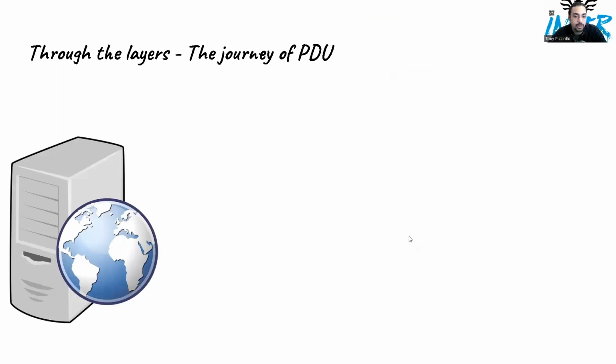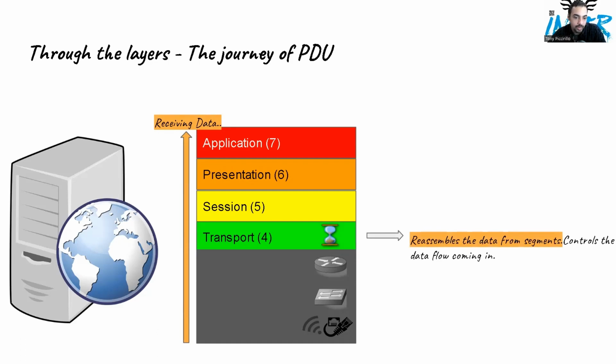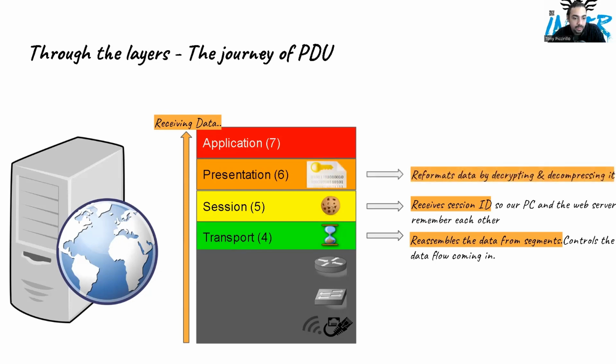Once we get to the web server, we're only going to deal with the top application layers of the OSI model. Since we're receiving data, we're going to make our way up the OSI layers from 4 to 7. At the transport layer, the data will be reassembled from its various TCP segments. At the session layer, the web application will receive the session cookie ID, so the web server knows which logged in user is requesting the website data. At the presentation layer, the data will be reformatted by going through a decryption and decompression process. At the application layer, the web server's application on port 443 will see the request for the website's data and prepare a PDU of its own to send the data back to us.